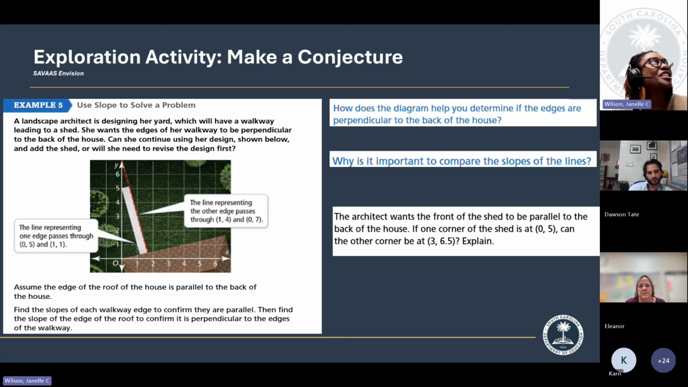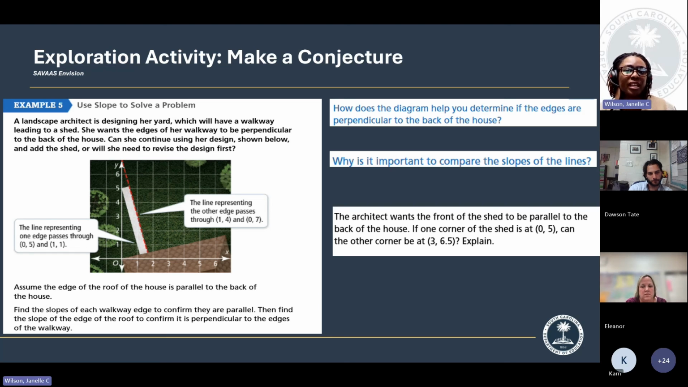So in this particular question, a landscape architect is designing her yard, which will have a walkway leading to a shed. And that little brown area at the bottom is the shed. She wants the edges of her walkway to be perpendicular to the back of the house. Can she continue using her design shown below and add the shed, or will she need to revise the design first? So this is a sample problem that students can explore.